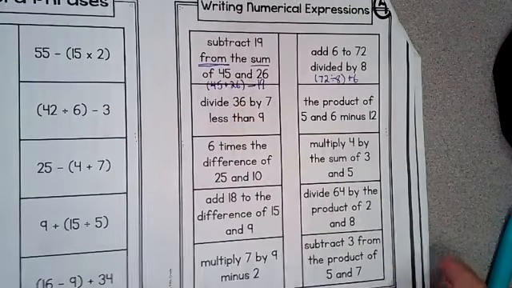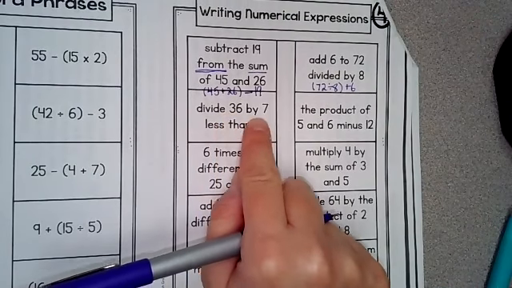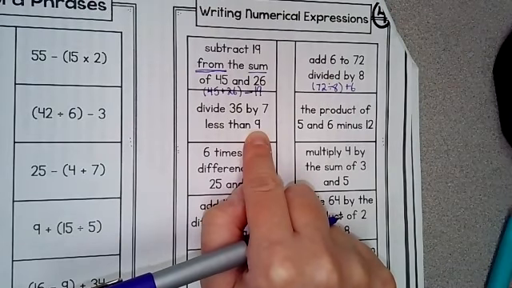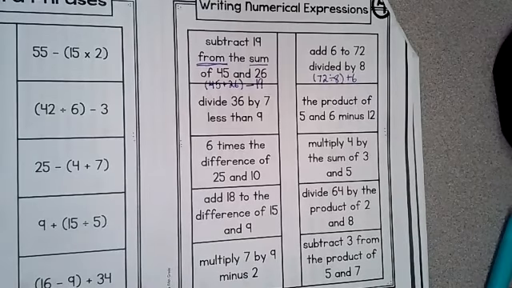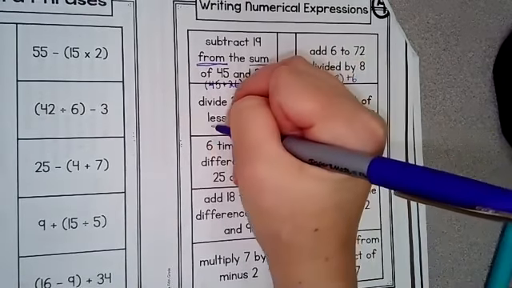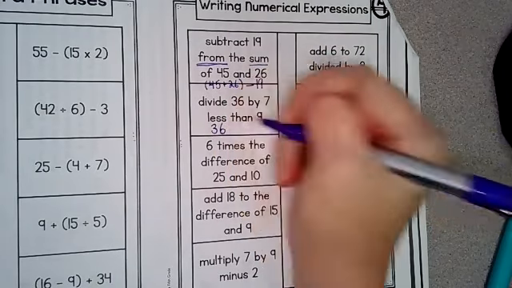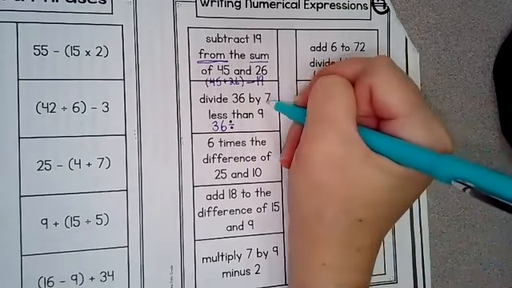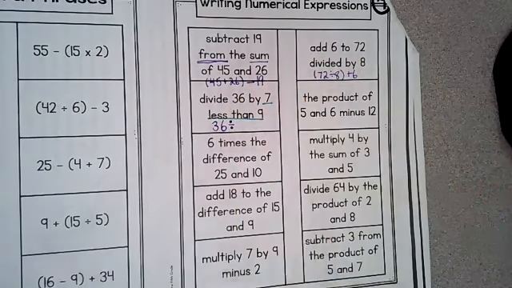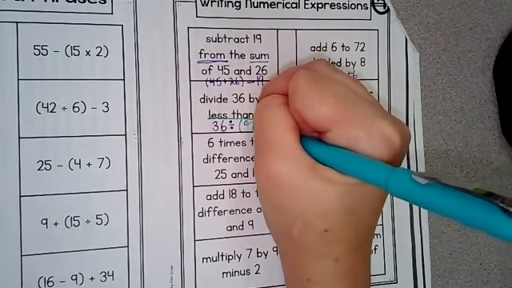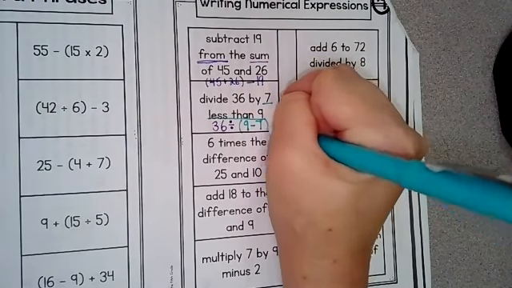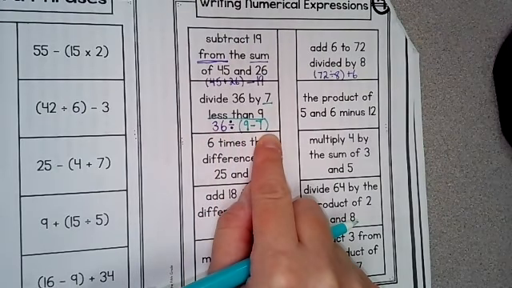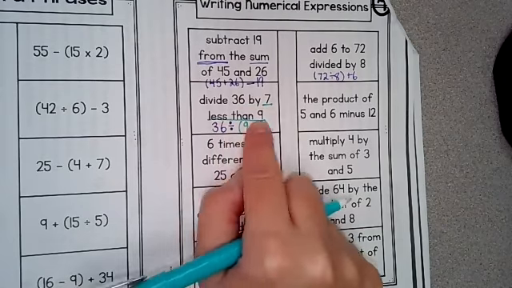This one here: we are going to divide 36 by 7 less than 9. How do we write that? Write down 36, and you know 36 is being divided by something. What's it being divided by? It's being divided by 7 less than 9. So you have to take 9 and find out 7 less than that. So 9 subtract 7. It's 36 divided by 9 minus 7.